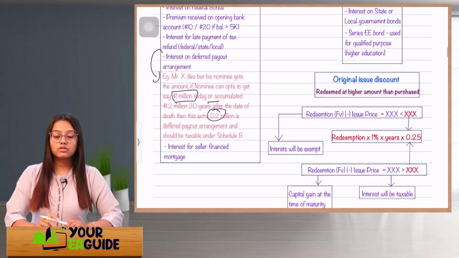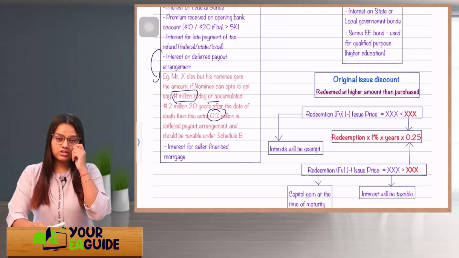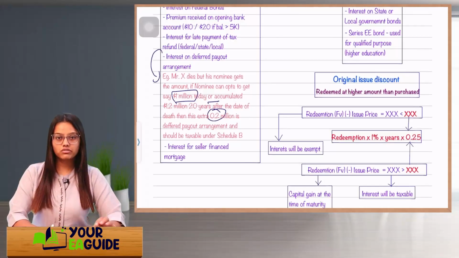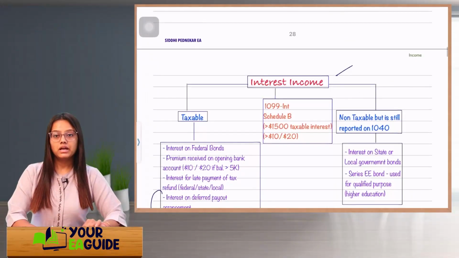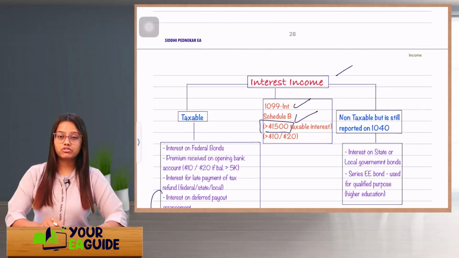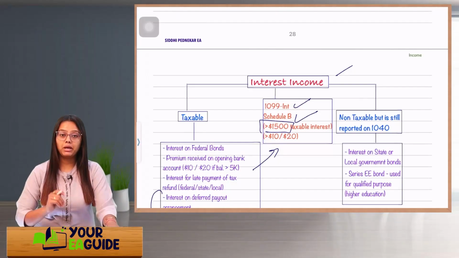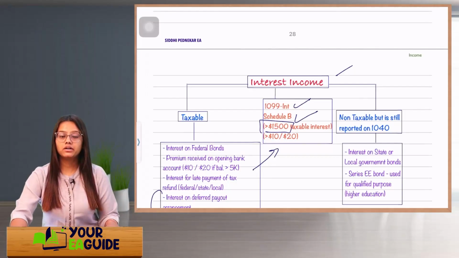And the last one is interest for seller-financed mortgage. One more example is an installment sale. When you have an installment sale, the seller finances the buyer's mortgage, right? So when he receives the interest payment for installment sales, that will be considered interest income. In 1099-INT Schedule B, whatever amount you receive as interest is reported if it is more than $1,500, or if it relates to bank account opening, $10, $20, then the payer must issue a 1099-INT. Whoever is paying the interest will issue you the 1099-INT. Okay, clear guys? I hope this much is clear.